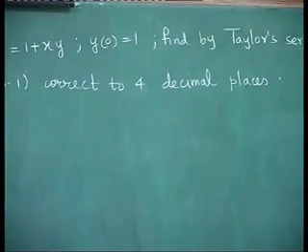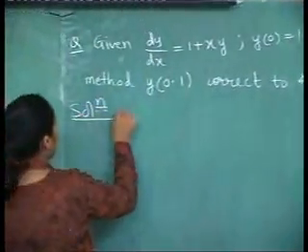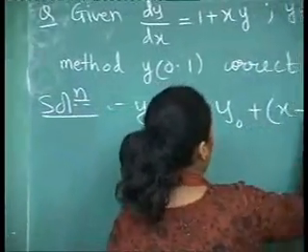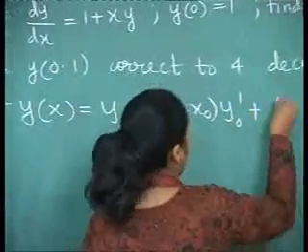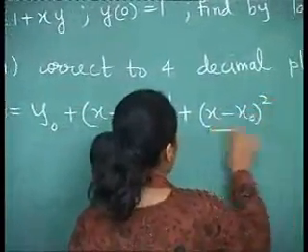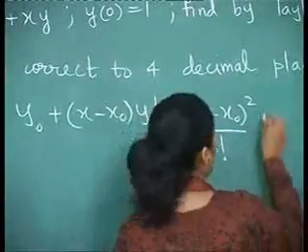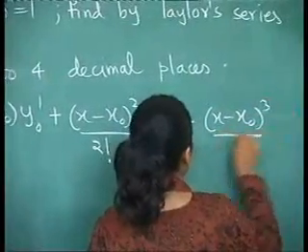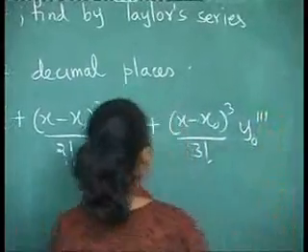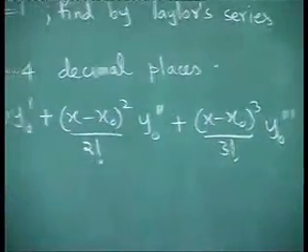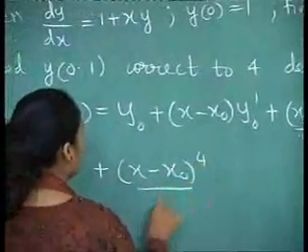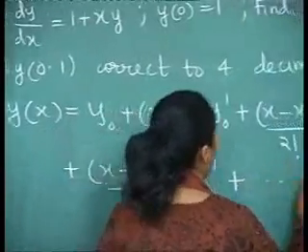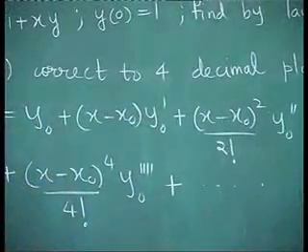Let me first write down the Taylor series expansion. We have y at x equal to y naught plus (x minus x naught) into y naught dash, plus (x minus x naught) square upon 2 factorial y naught double dash, plus (x minus x naught) cube upon 3 factorial y naught third derivative, and so on. Let me write one more term, (x minus x naught) raised to 4 upon 4 factorial, the fourth derivative of y at x naught, and so on. So this is the Taylor series expansion.